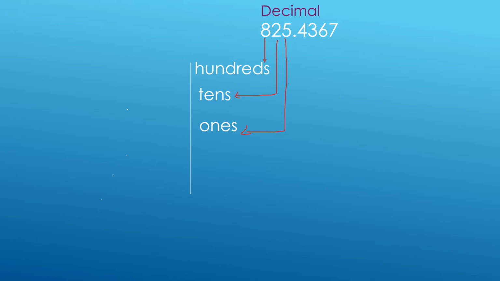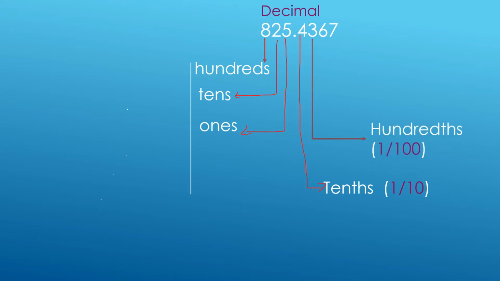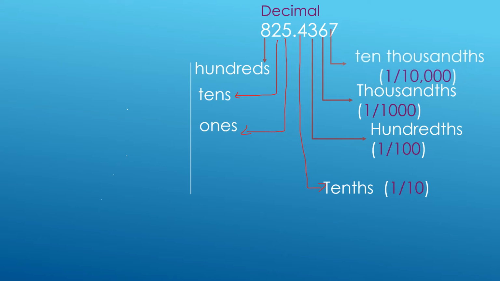On the right side of the decimal point, the number 4 is in the tenths place, and that is 1 over 10. The 3 is in the hundredths place, which means 1 over 100. The 6 is in the thousandths place, which means 1 over 1,000. And 7 is in the ten thousandths place, which is 1 over 10,000.